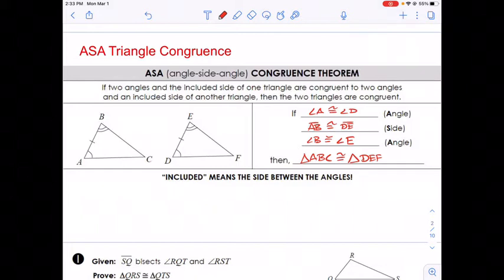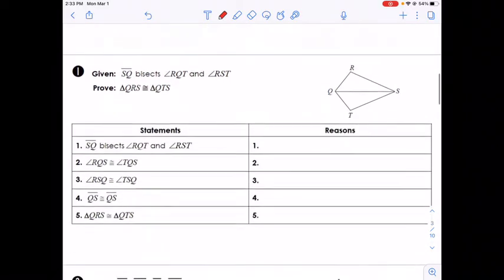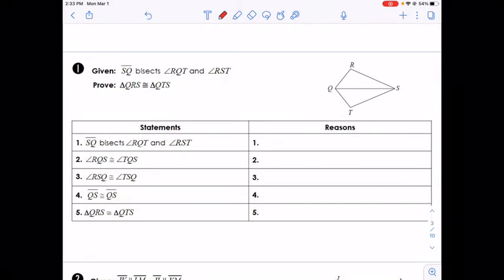Okay, the side has to be in between the 2 angles. Remember, the side is going to touch both angles like it does here. Side AB touches our angle here, and then we have our side DE, which touches angle D and angle E. So remember, included means the side in between the angles. So let's look here at the first proof, okay?